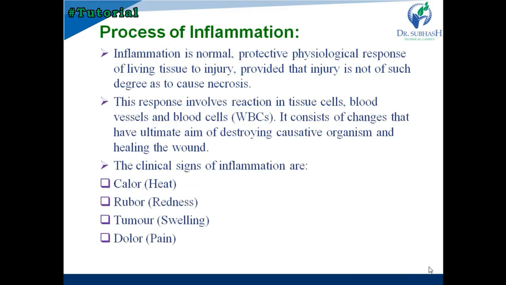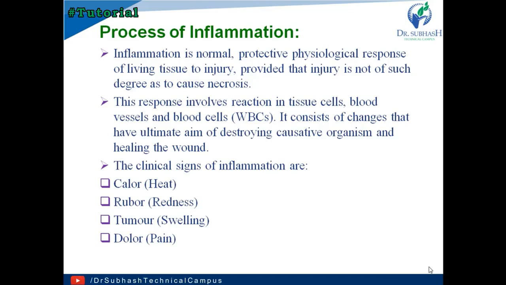Now, to understand this anti-inflammatory class, first we have to understand the general process of inflammation. If we directly go to classification or mechanism of action, you will not understand, so to understand this class, first we will see the general process of inflammation.